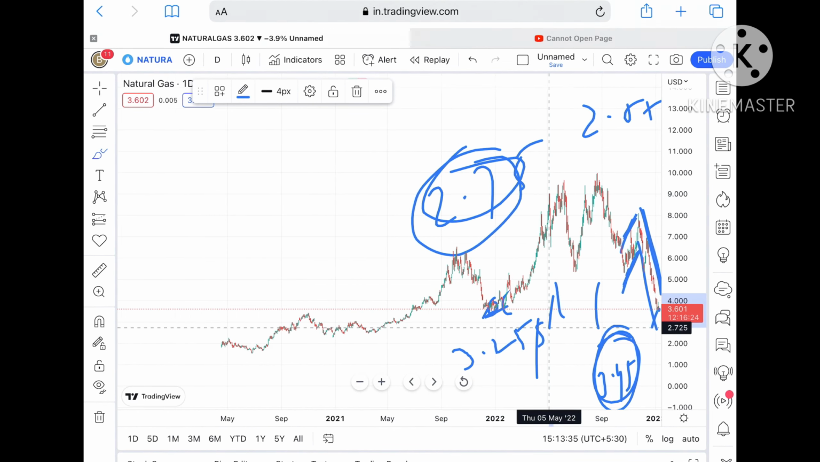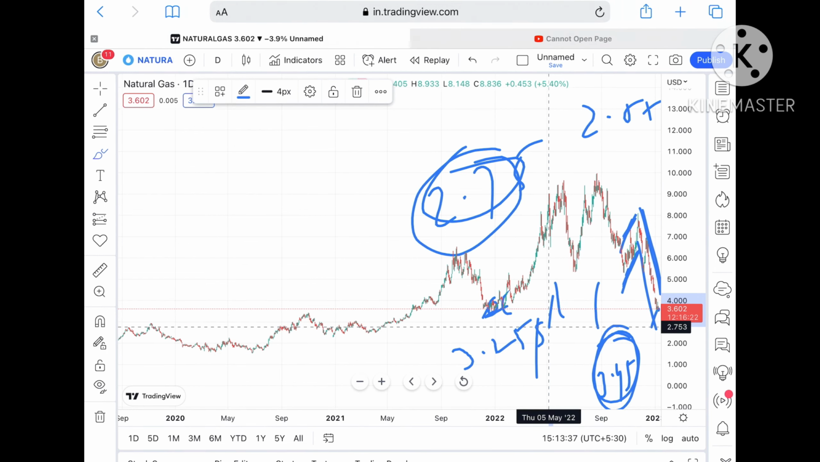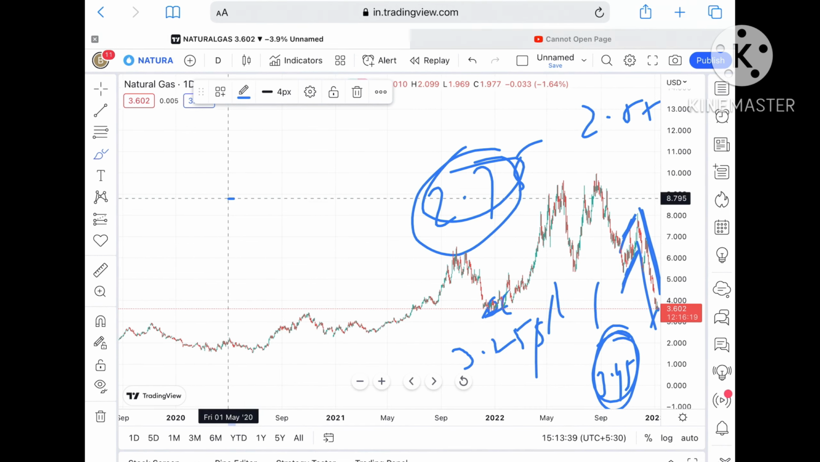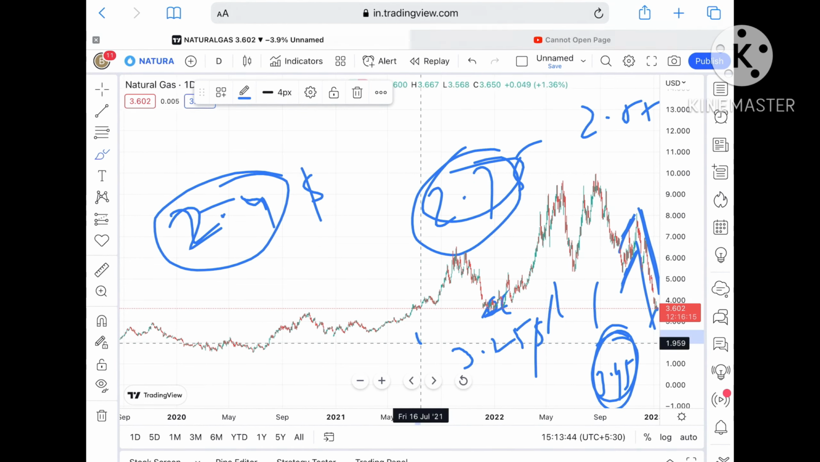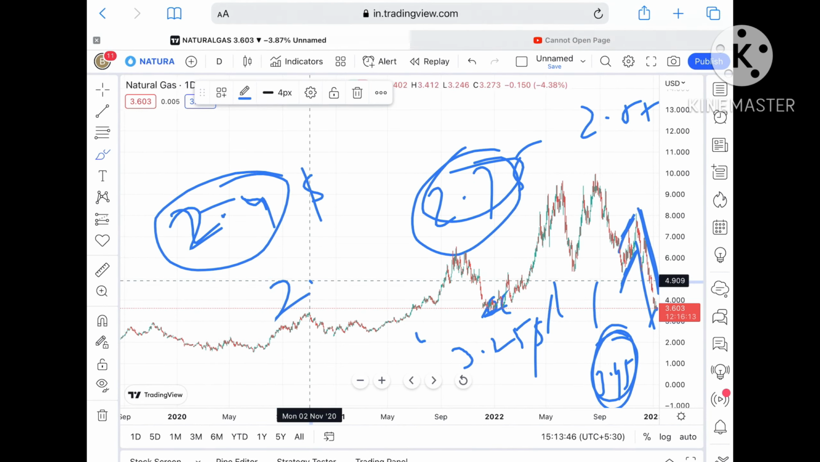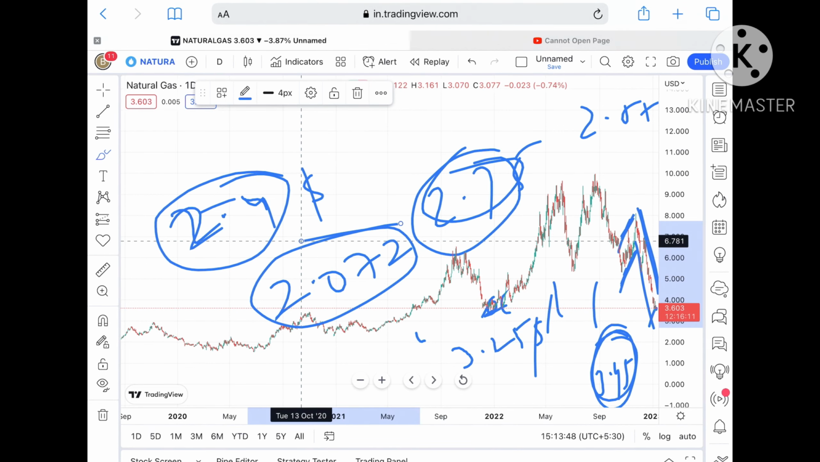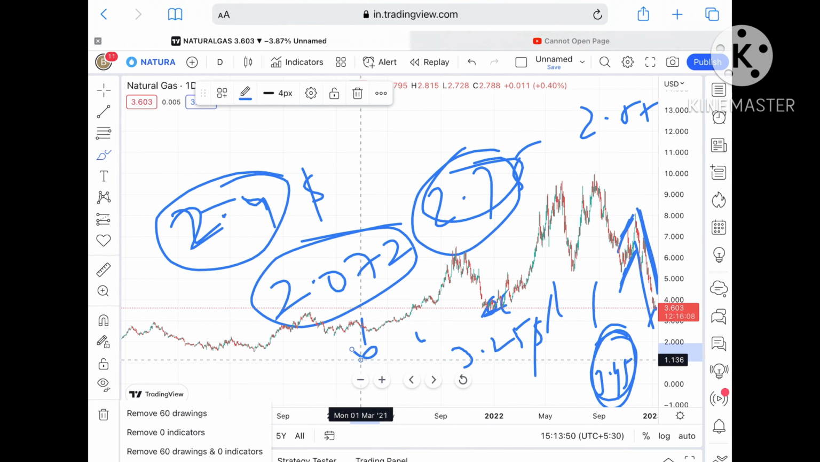Once it moves below that level, it can cross that zone, and there is a probability of moving further low to a level of 2.1, which is again a weak support. So chances are high we can see a level of $2.072, and then it can move further low if the price moves below that level.